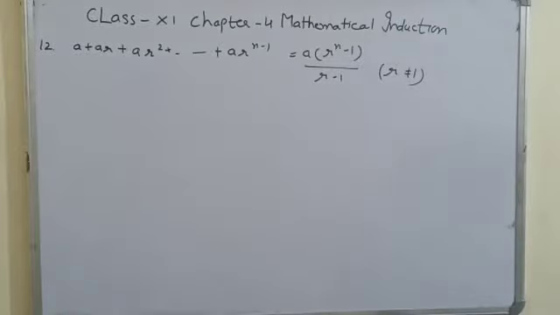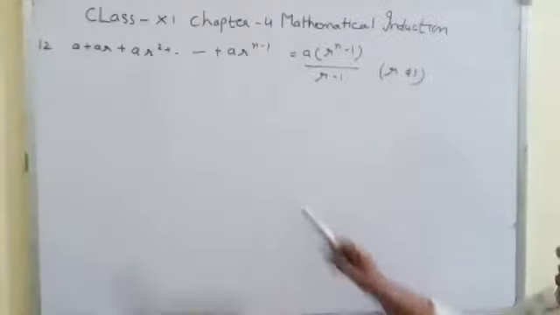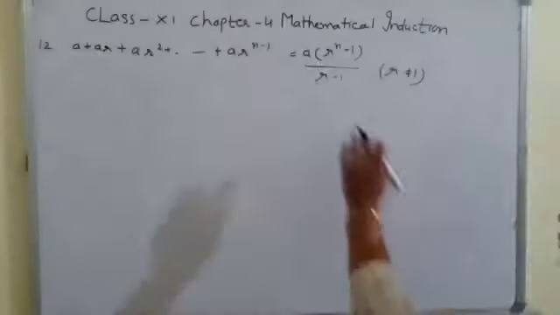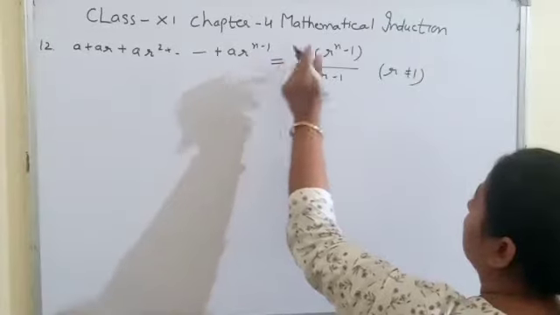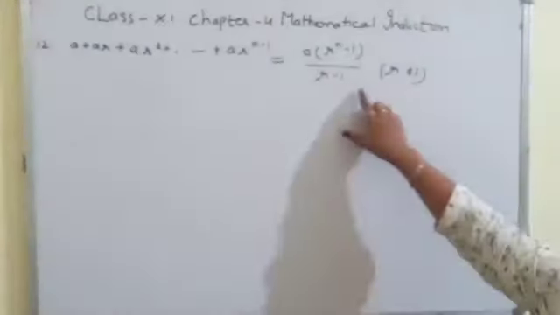Yes, student, after question number 10, question 11 you have to solve it yourself. That is step 4. These are same as question number 10, same calculation. I am going to explain question number 12. The statement for this question is a plus ar plus ar square, and so on, ar to the n minus 1, it is equal to a into r power n minus 1 upon r minus 1.